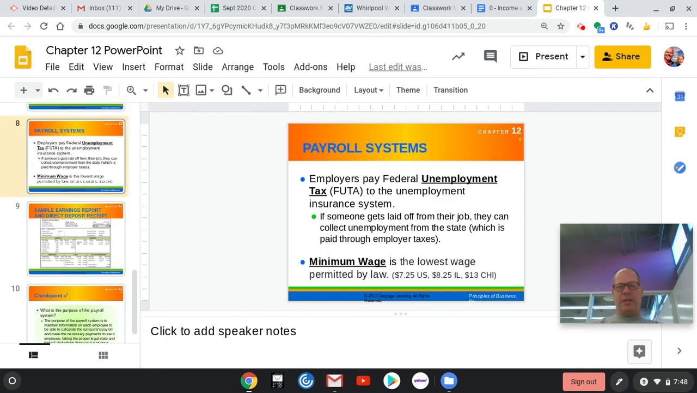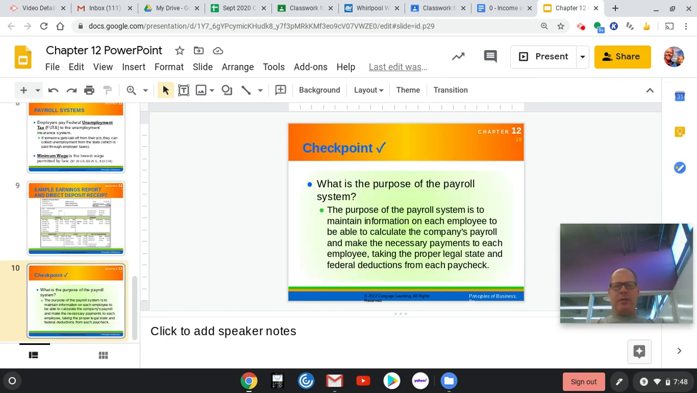Oh, I guess that's the end of the chapter. I'm sorry, that's the end of the chapter. So that finishes up chapter 12. The rest of the notes actually are from another chapter. We'll switch chapters and go to budgeting.